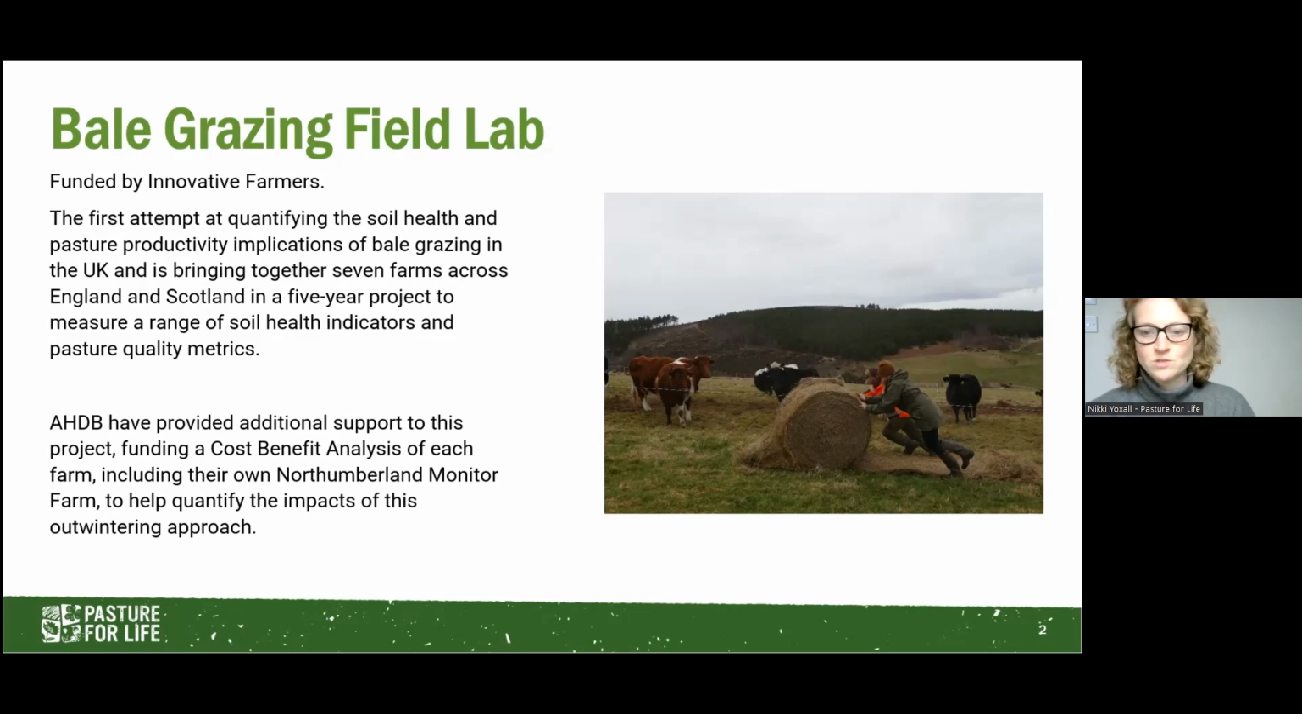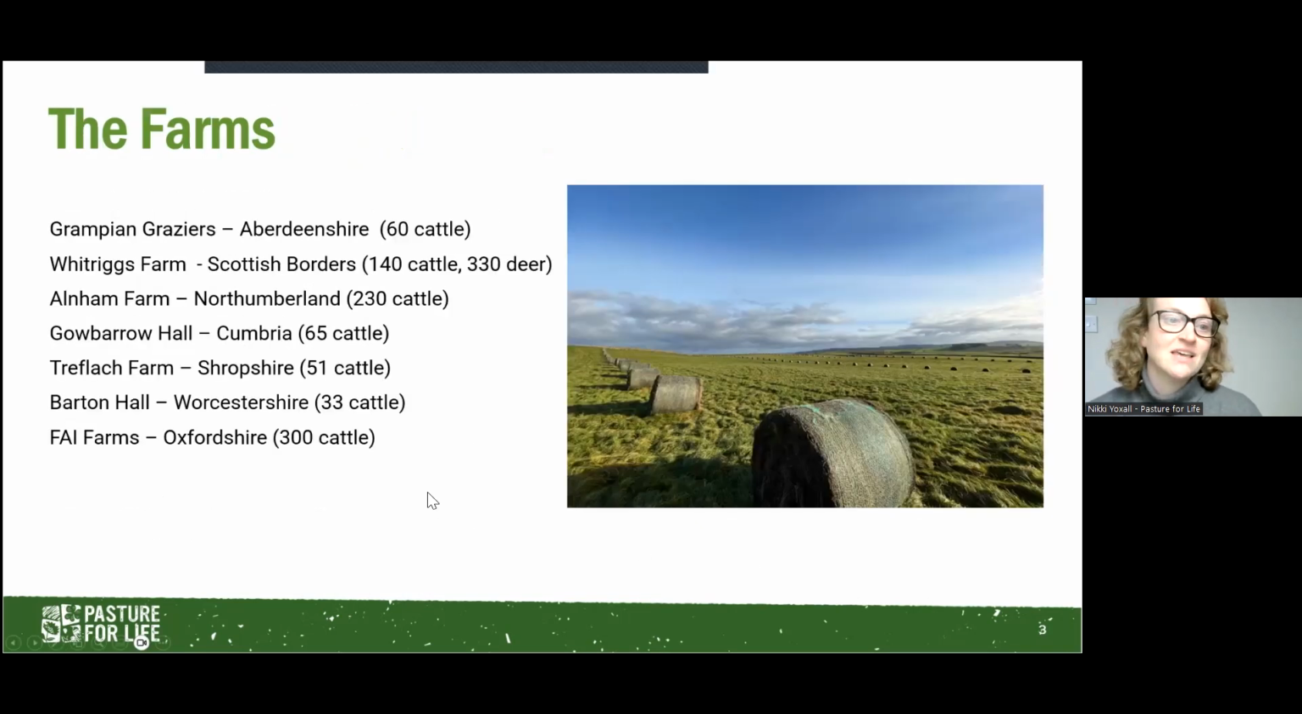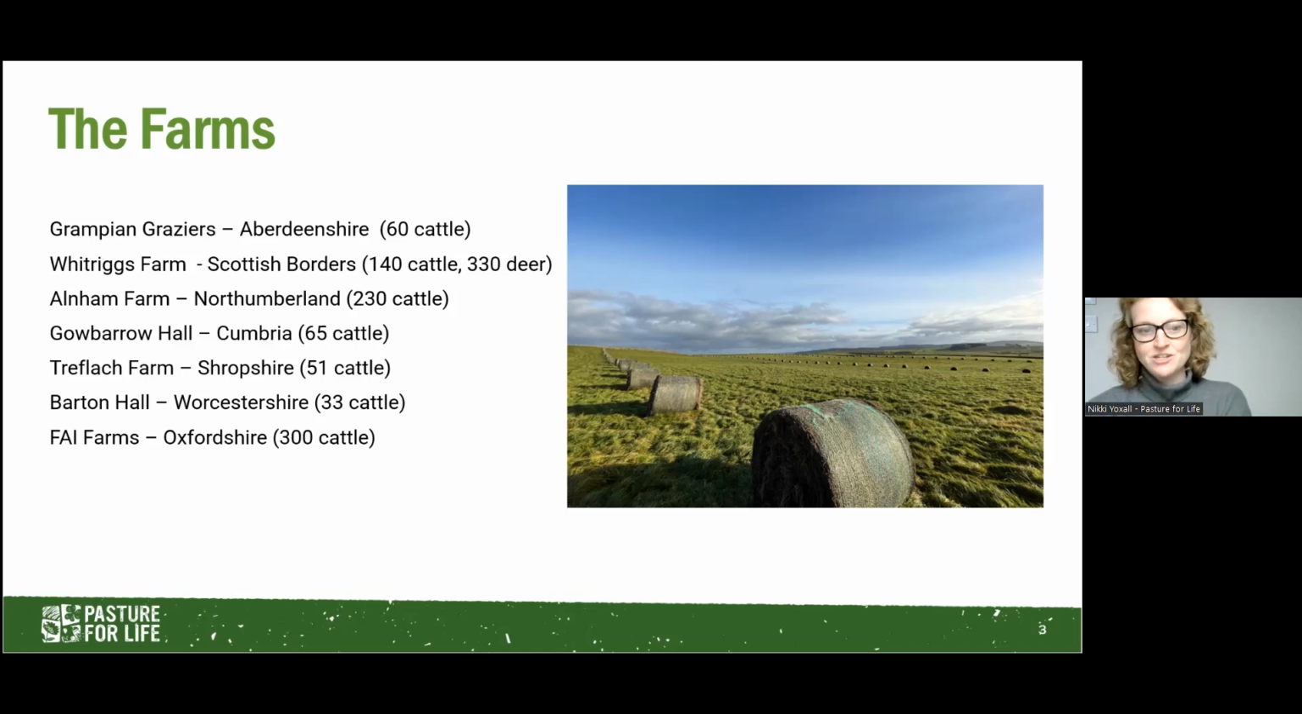I just thought it'd be worth talking about the farms involved in this. So there are seven farms involved in the project. Grampian Graziers, that's us in Aberdeenshire. We've got Whitrig's farm, and Stuart, you're going to hear from a little bit later this afternoon about his arable integration. Alnham Farm in Northumberland, they have 230 cattle, and you can see the picture on the right-hand side. That's their bale grazing when I visited last March.